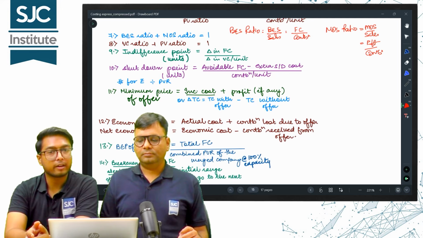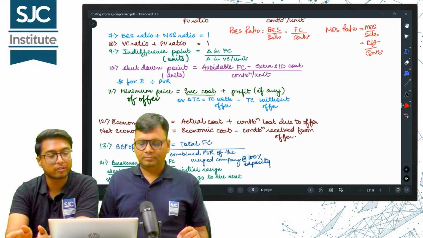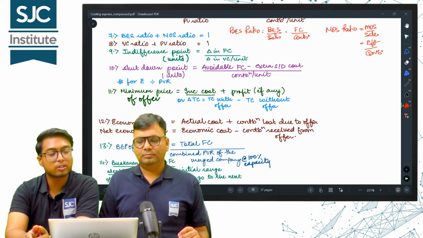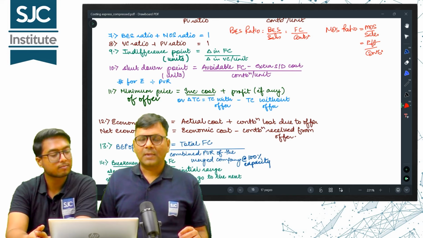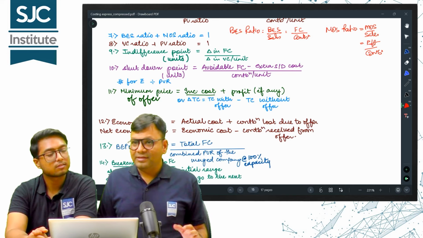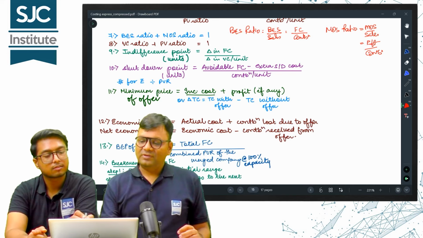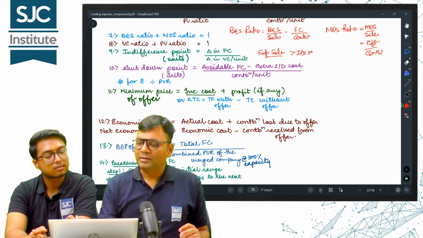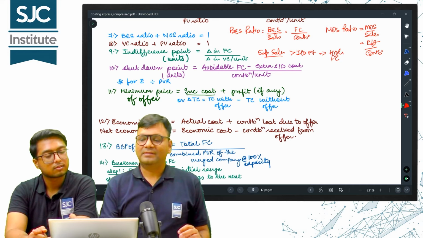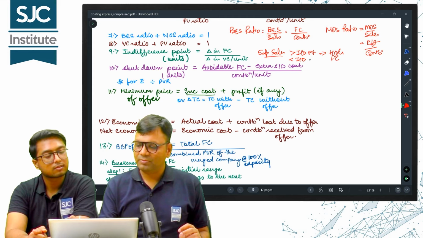Ninth, indifference point. We compute indifference point when we have two situations and we need to evaluate the two situations. The formula here is change in fixed cost divided by change in variable cost per unit. We get the answer in units. How do you choose then using this indifference point? So you have to see your expected sales level. If it is going to be more than the indifference point, then the option with high fixed cost is more preferable. If the sales is expected to be less than indifference point, then the option with low fixed cost is preferable.